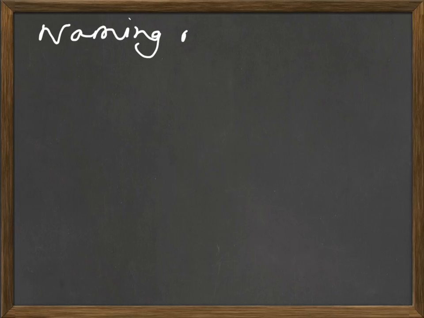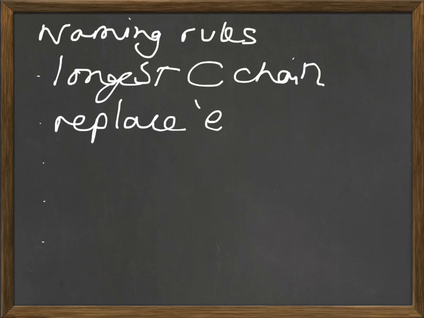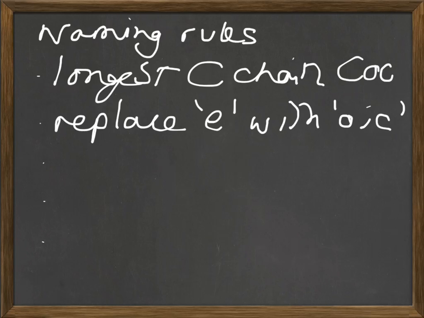Okay, so how can we name them? Well, the naming rules follow the same kind of format as for alkanes. So you find the longest carbon chain first, so that's your stem. Then you replace the end, so ethane, with oic, ethanoic. And this defines the fact that you've got the COOH functional group.